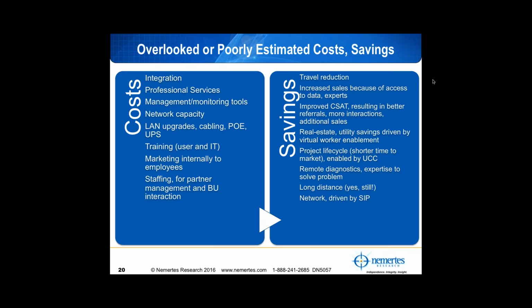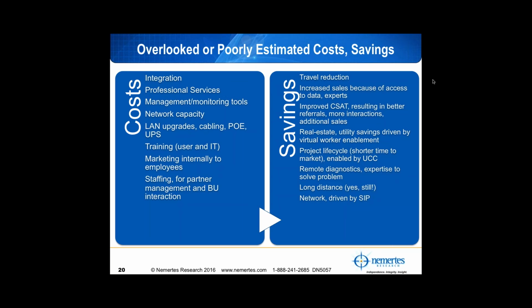Now, one other thing you might want to keep in mind is we find that there's a lot of overlooked or poorly estimated costs and savings, and I've listed just some of them here. On the cost side, integration is always something that's underestimated, so whatever your estimate is for integration, probably triple that. Professional services, bringing people in to help out in certain areas. Management monitoring tools, a lot of companies don't even budget for those until years 2 or 3, so you might want to look at those right up front, because you'll see later in the presentation that those who use management monitoring tools actually have lower operational costs.